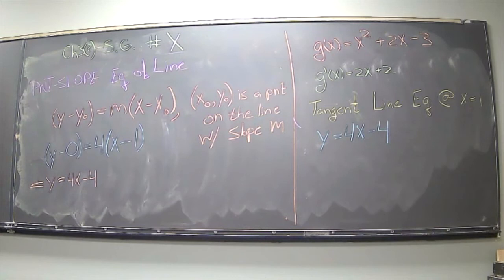What's out there? Is there anything in chapter 2 I wanted to hit on? We already hit on it. My mistake, chapter 2 was the limit definition of the derivative, not chapter 3. Chapter 3 is all about the rules of the derivative.